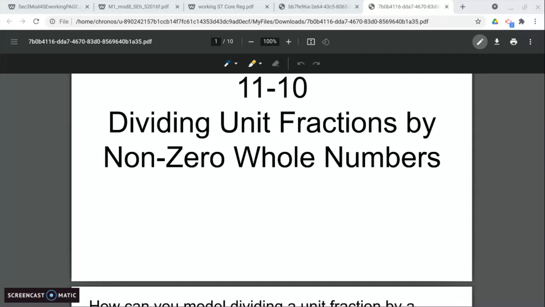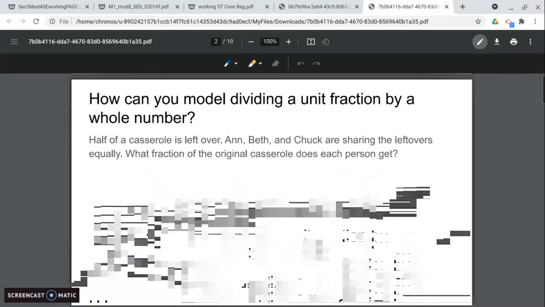Hey guys, welcome back. So what we're looking at today is 11-10, dividing unit fractions by non-zero whole numbers. So how can you model dividing a unit fraction by a whole number?